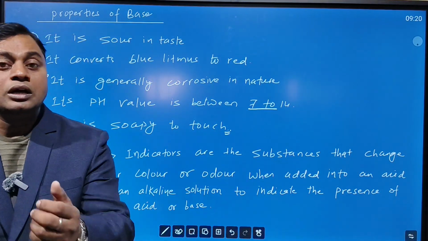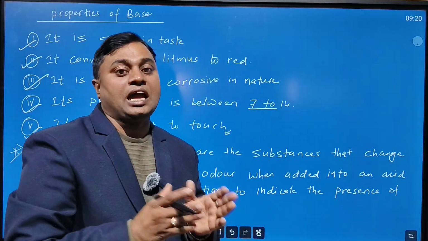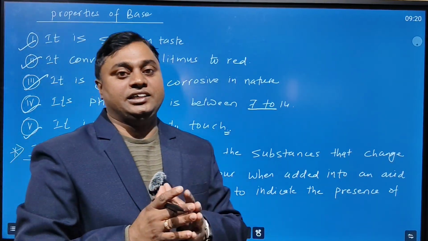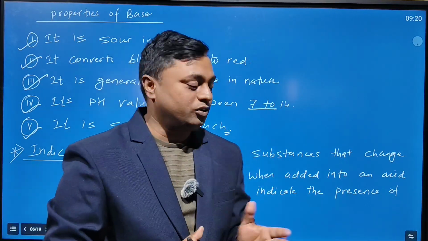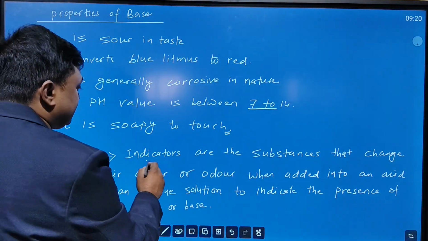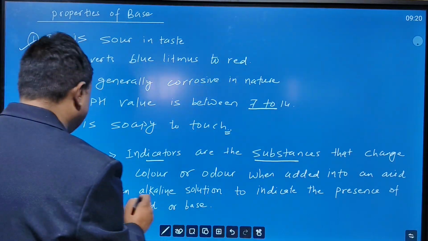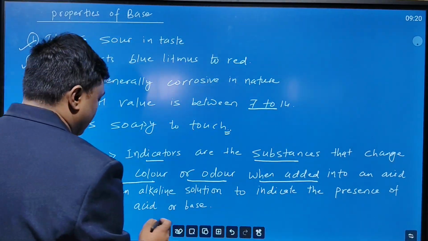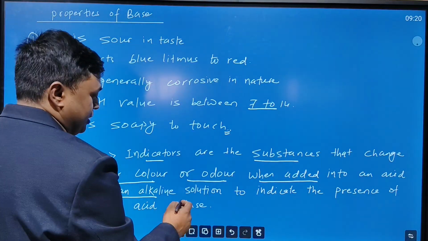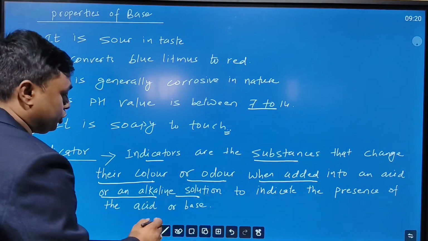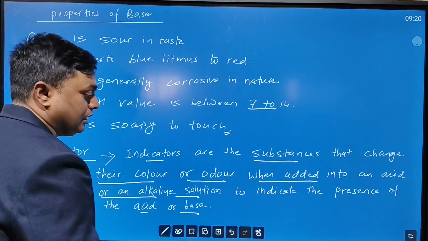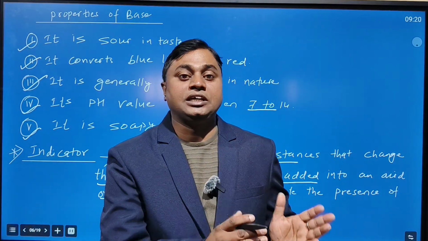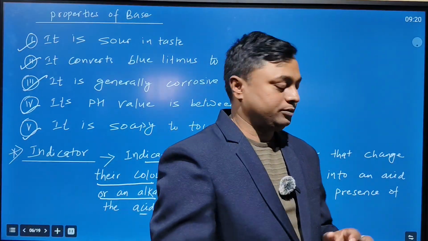How are we going to identify whether a substance is an acid or a base? It is with the help of indicators. What is an indicator? You can see the definition. Indicators are substances that change their color or odor when added to an acid or an alkaline, which is a base solution, to indicate the presence of acid or base. So, with the help of an indicator, we identify whether the substance is an acid or a base.